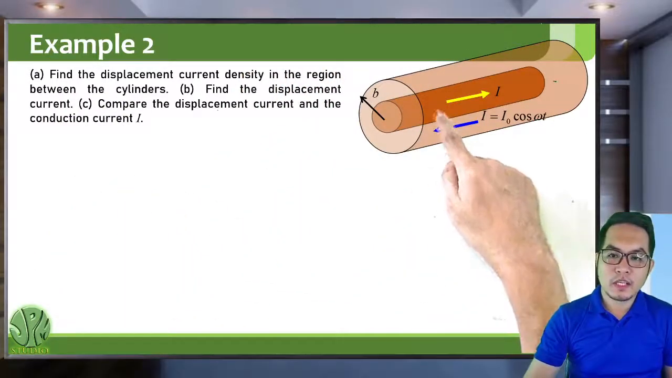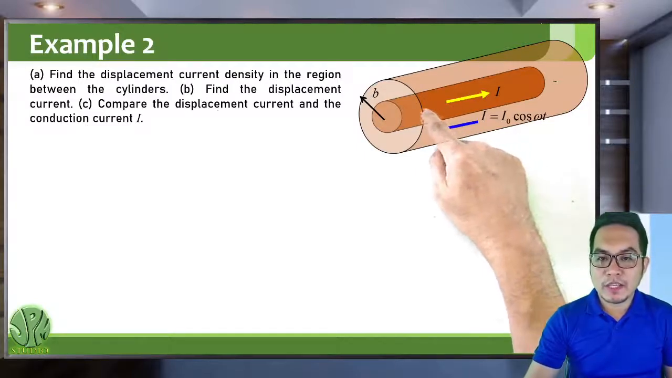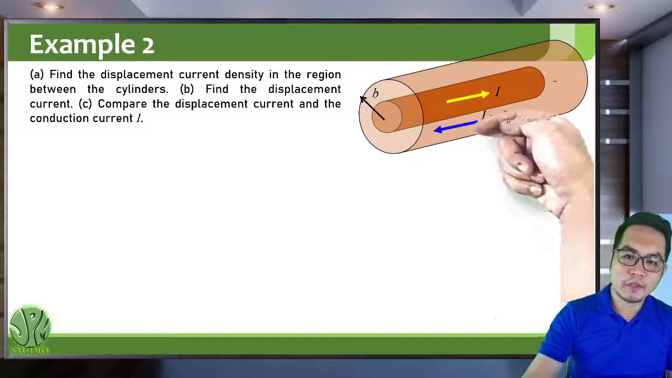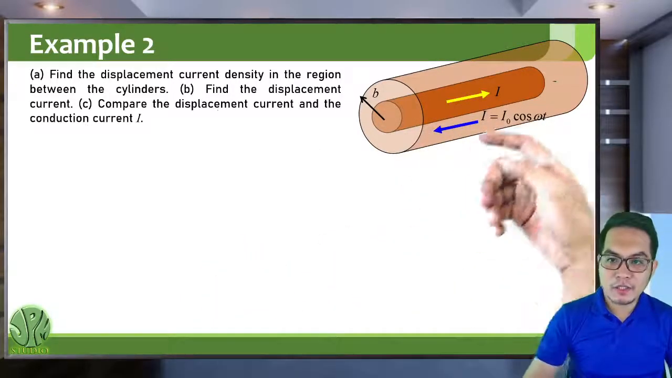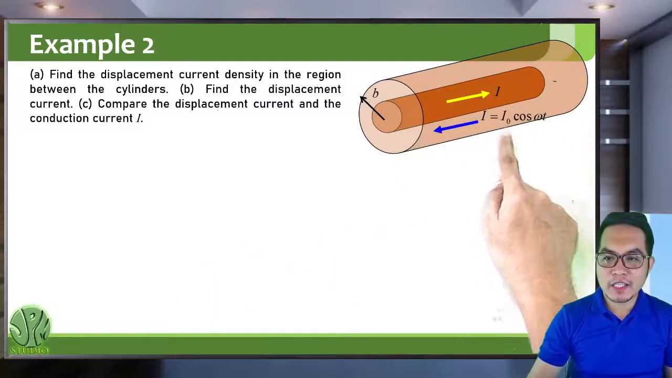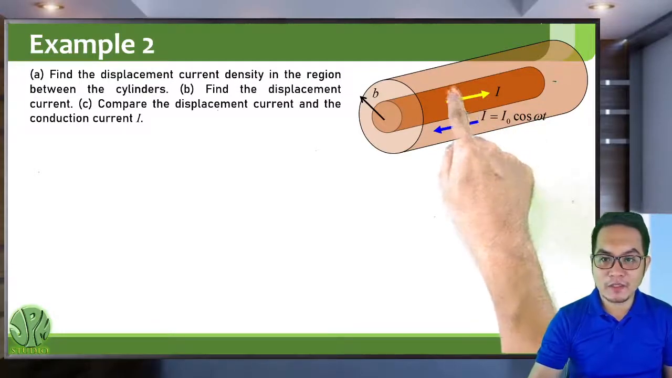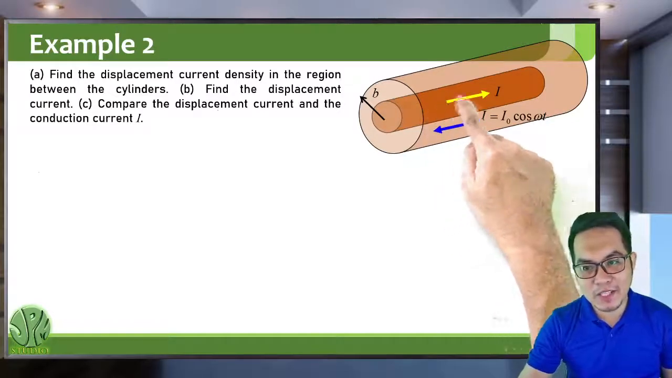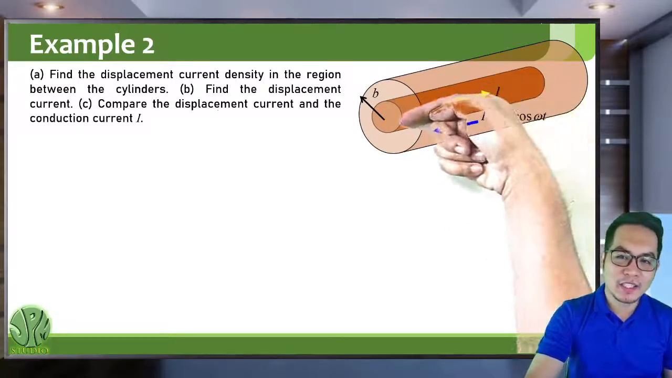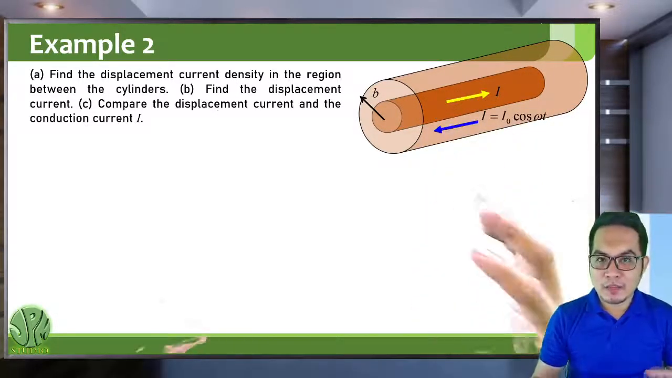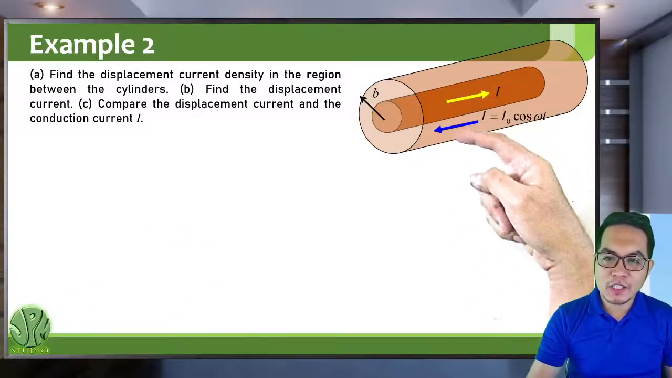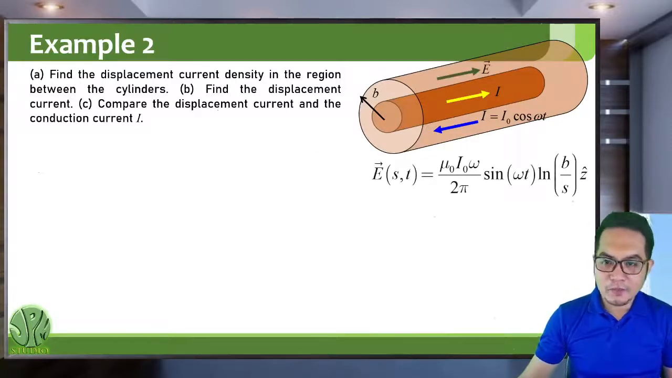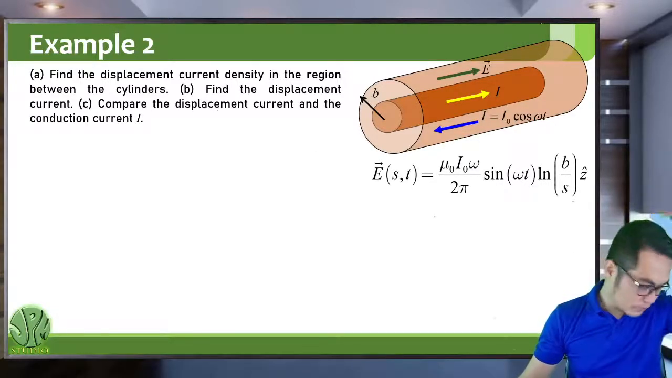So the current in the inner cable moves in that direction, and in the outer shell, the current moves in the opposite direction. But in this case, the current is alternating, meaning that is not the direction of the current always. Half the time the direction is in that direction, but half the time it's in that direction. But at one time, the direction of these two currents are opposite of each other.